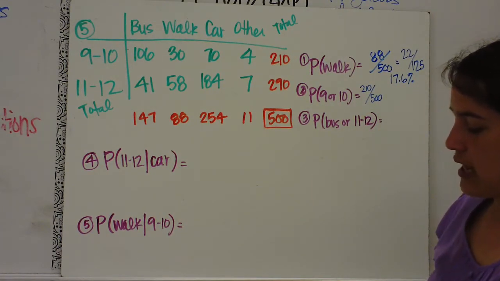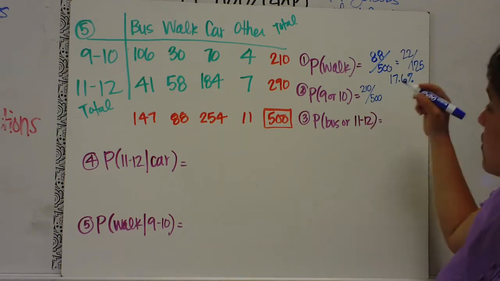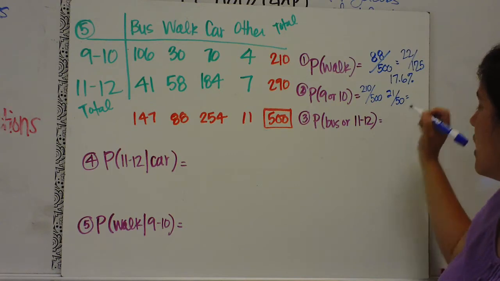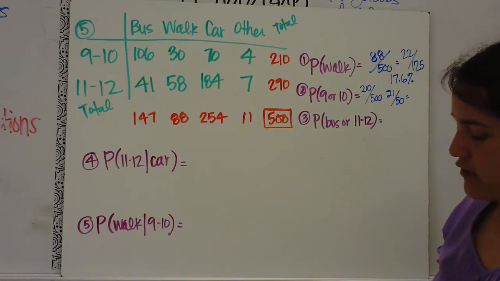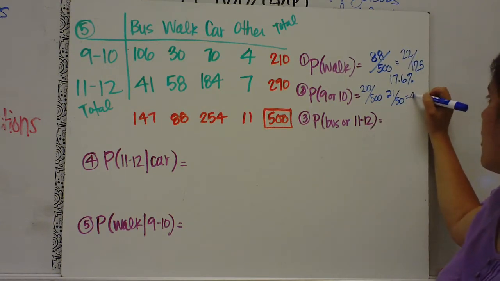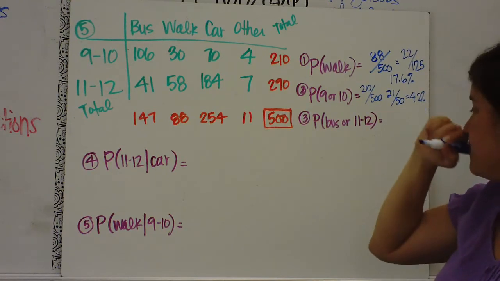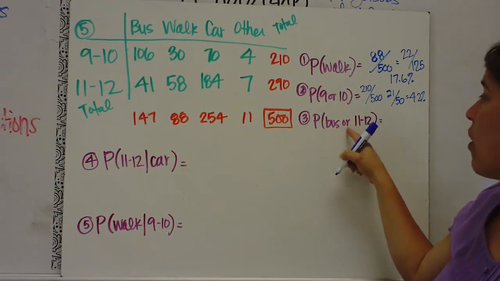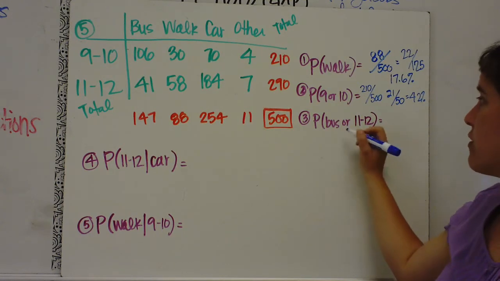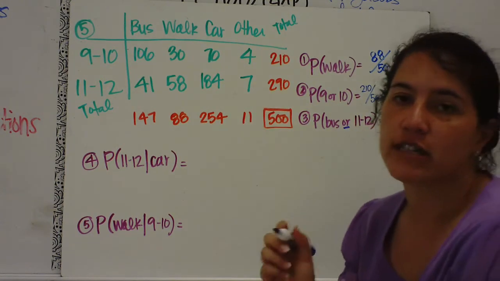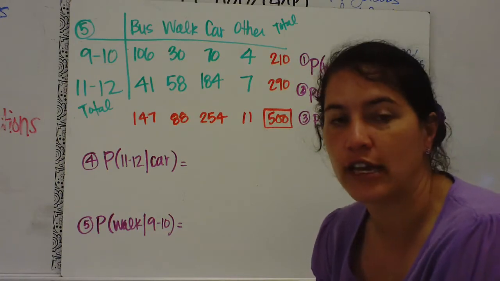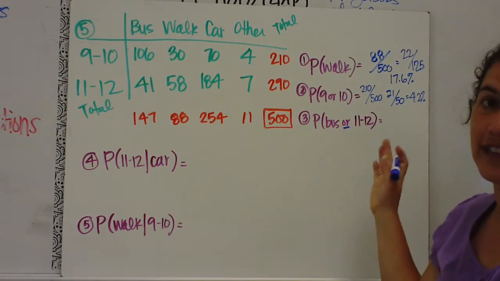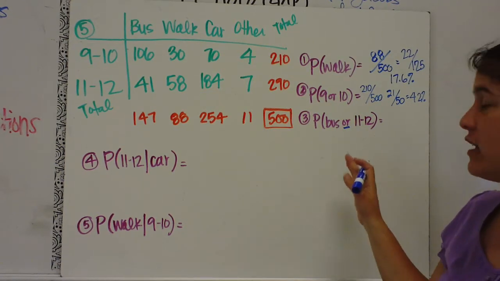So 210 out of 500 is going to be 21 out of 50. And then 21 out of 50 is a little less than half, so 42%. What's the probability that the student is a bus rider or an 11th and 12th grader? So this or, you have to decide if it's mutually exclusive or mutually inclusive. Could a student be a bus rider and an 11th and 12th grader? Yes. So these are inclusive events.